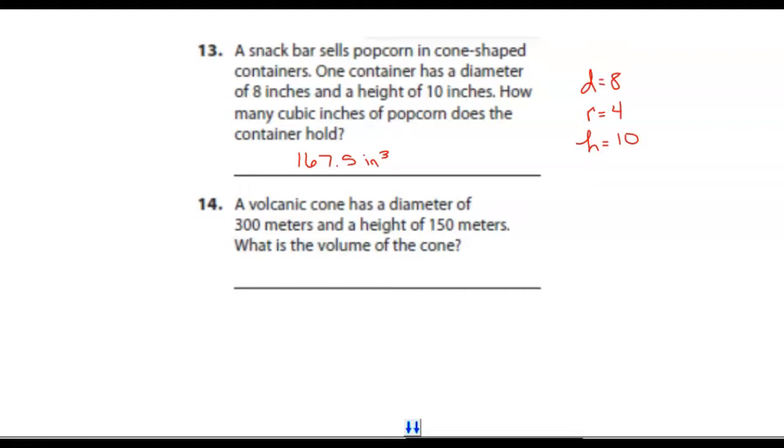Solve number 14 and come back for your answer. You should have found that the radius is 150, the height of the cone or the volcano is 150, and when you take pi times the radius squared times the height of the cone, divide the whole thing by 3, you get 3,532,500 cubic meters. If you have any questions on how to work finding the volume of cones, please make sure that you see your teacher.